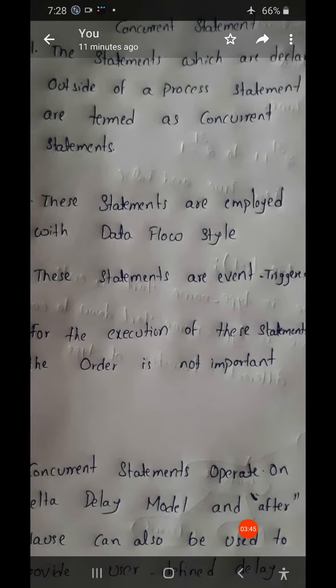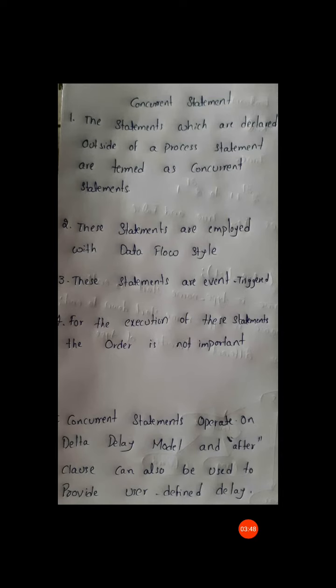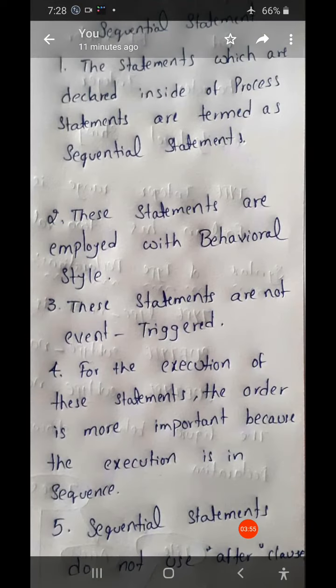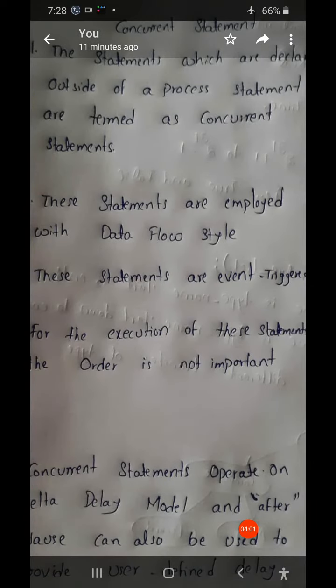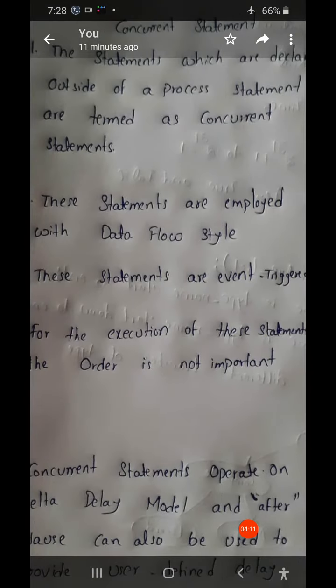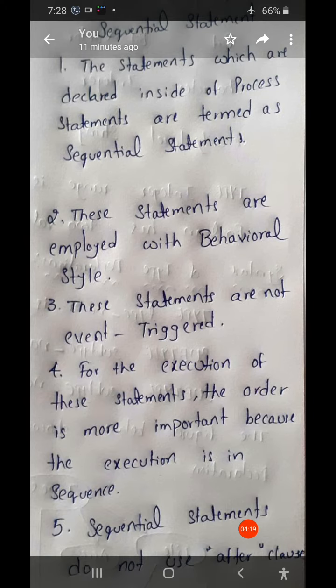So all these are the differences. The concurrent statements can be declared outside of a process statement, whereas sequential statements can be used inside the process statements. Next, the second one: concurrent statements are employed with the data flow style, whereas sequential statements are employed with the behavioral style. And third, concurrent statements are event triggered, sequential statements are not event triggered.